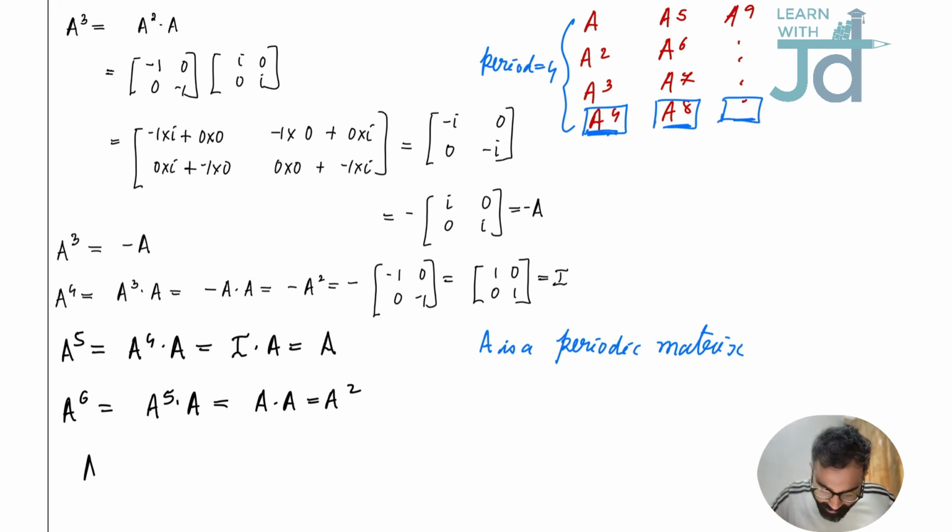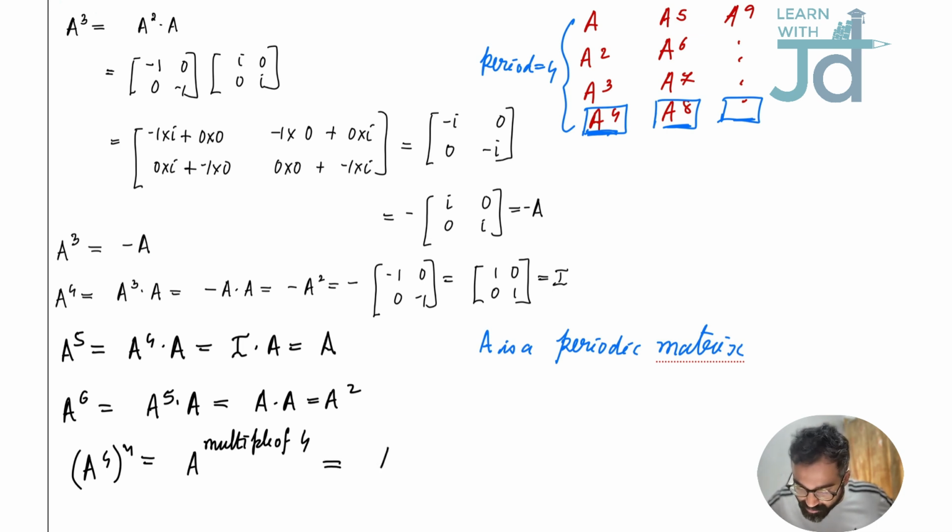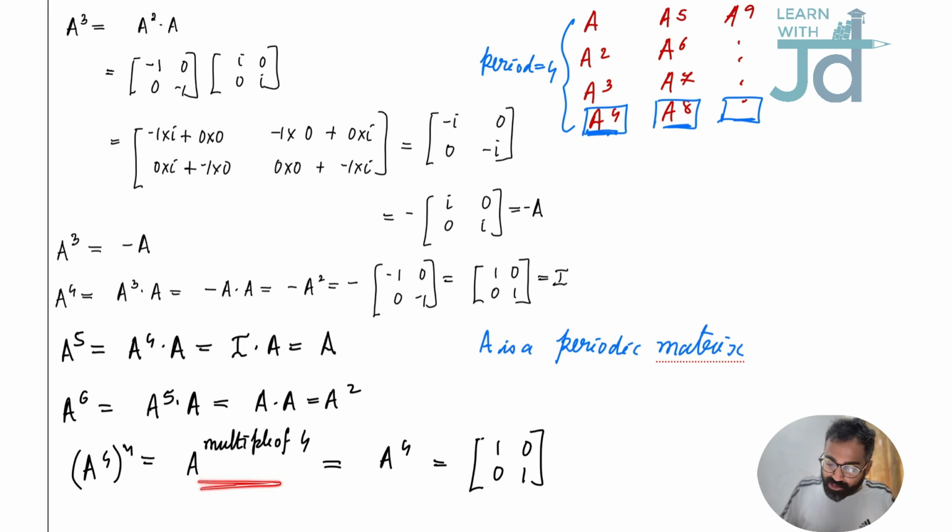So what is the meaning of A raised to 4 raised to n, where n is a natural number? A raised to any multiple of 4 is similar to A raised to 4, and it's exactly like the identity matrix. So A raised to any multiple of 4, that is A raised to 4 raised to n, is the identity matrix. Okay, I hope you have understood the pattern.